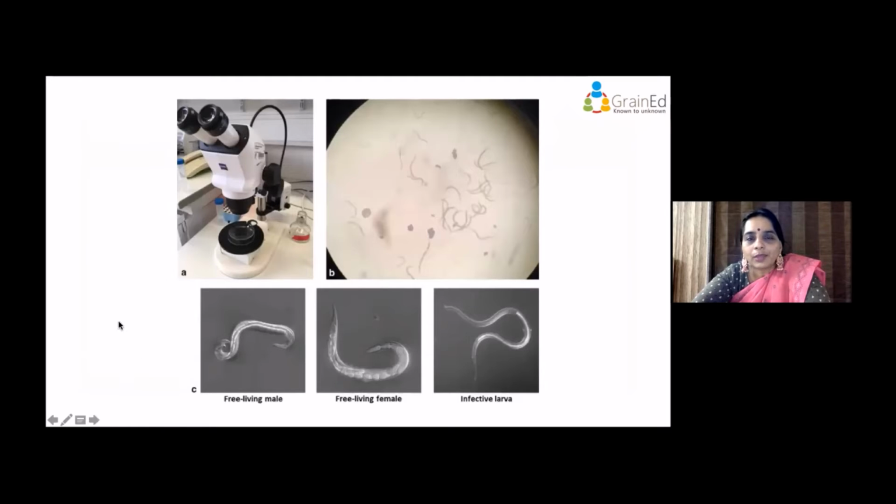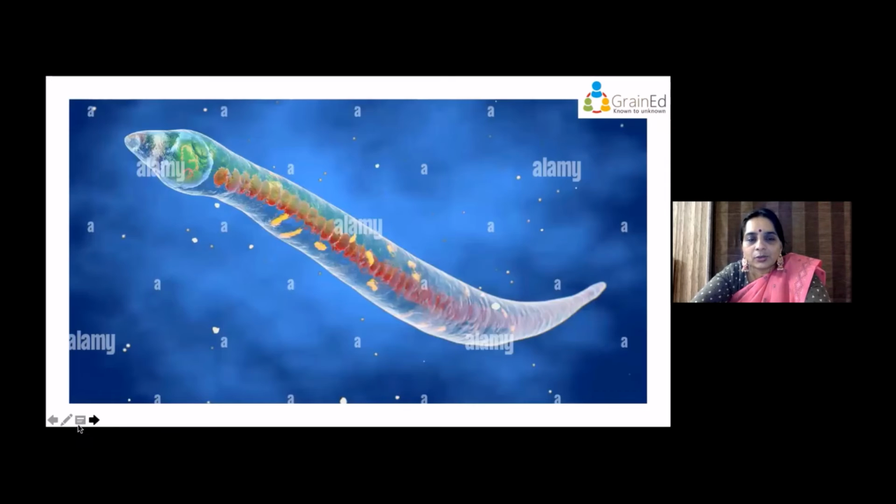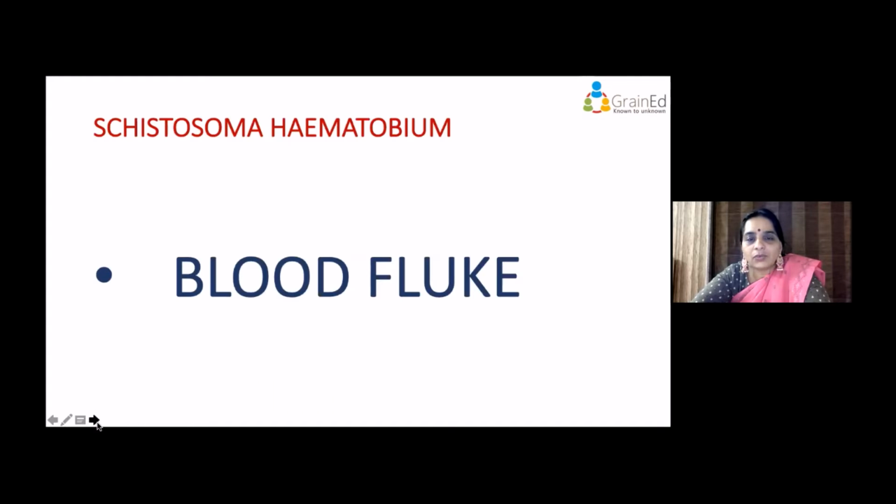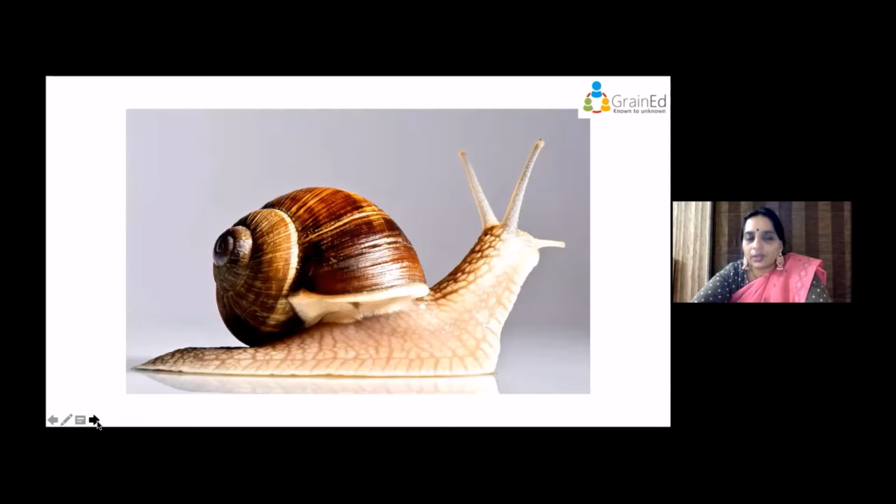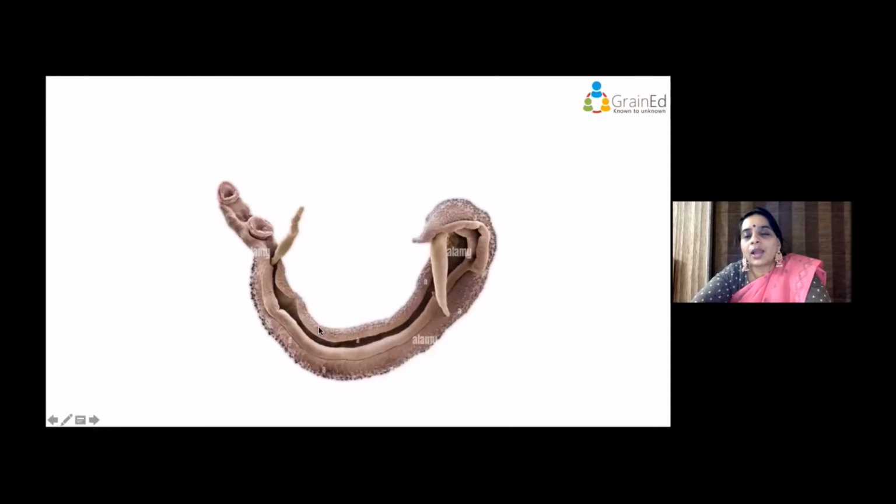Then we have Strongyloides, the threadworm. And then we have the blood fluke, and this is the intermediate host. And this is a very high resolution picture. Otherwise, even with a simple microscope, if you look into it, it looks like a leaf kind of thing.